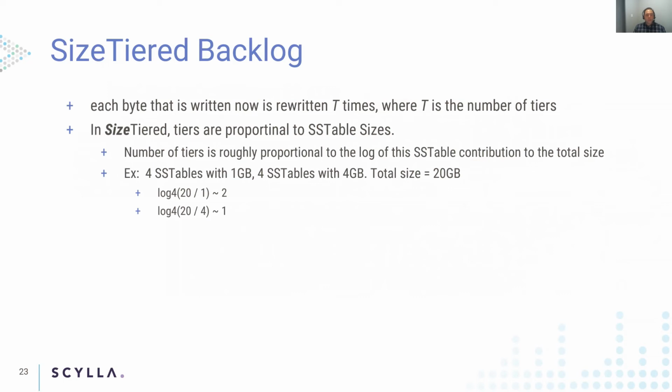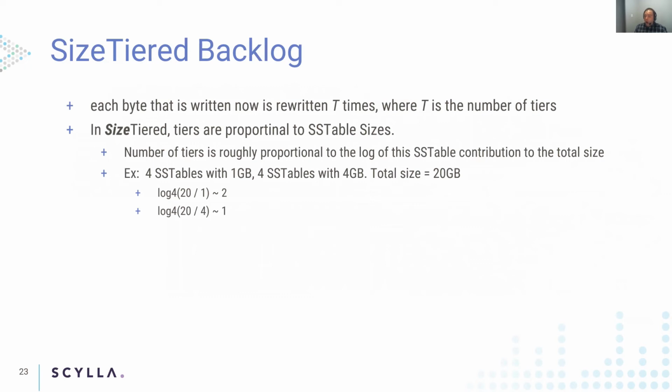So let's say, for instance, that I have 4 SSTables in the first tier, that each of them have just 1 gigabyte. And then I have a second tier with SSTables that are now 4 gigabytes. So you see that they live in a different tier. They are clearly in the tier above my first tier. The total size for that table is 20 gigabytes.